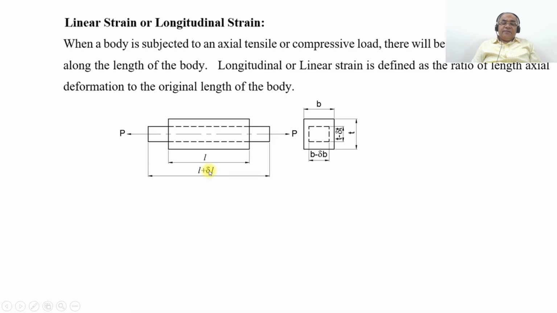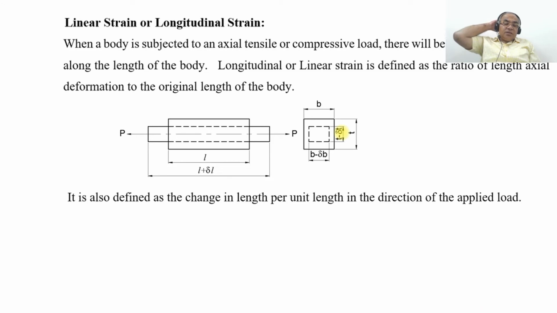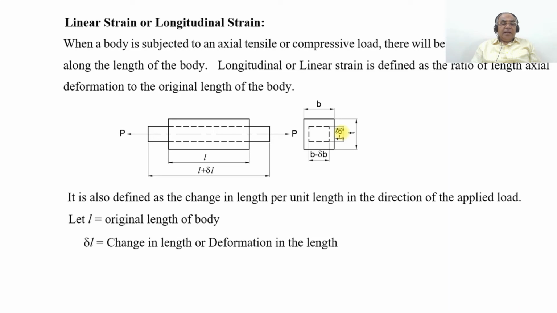So what is the final length? The final length will be equal to L plus delta L. And what is the final area? That is B minus delta B and T minus delta T across the cross section. It is also defined as change in length per unit length in the direction of the applied load. So let L be the original length of the body and delta L is change in length or deformation in length, and P is the axial load, tensile or compressive.